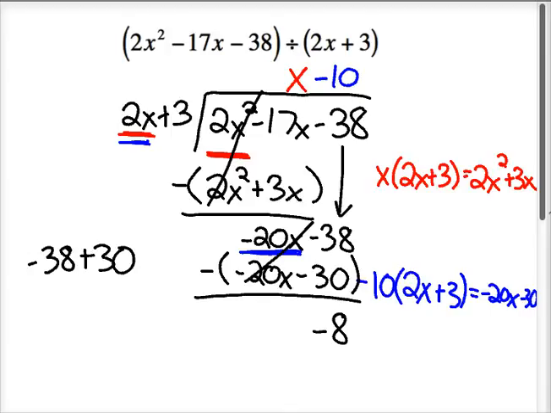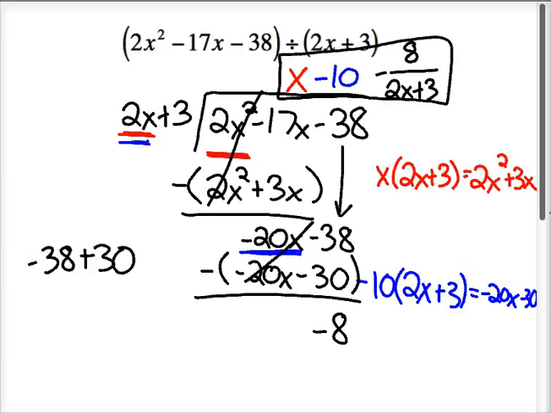I have nothing else to pull down, which means that negative 8 that I'm left with is my remainder. My remainder stays over whatever we were dividing by, and then this becomes my answer. That is what I get when I divide those two polynomials.